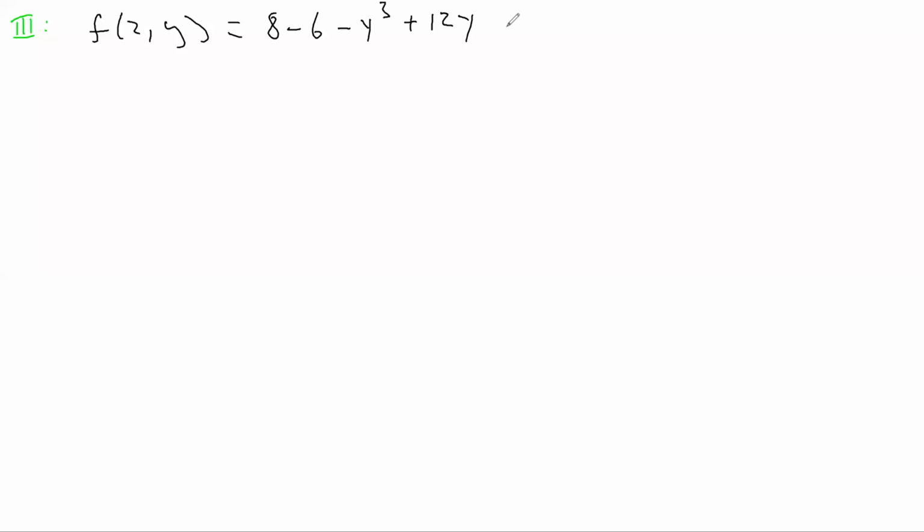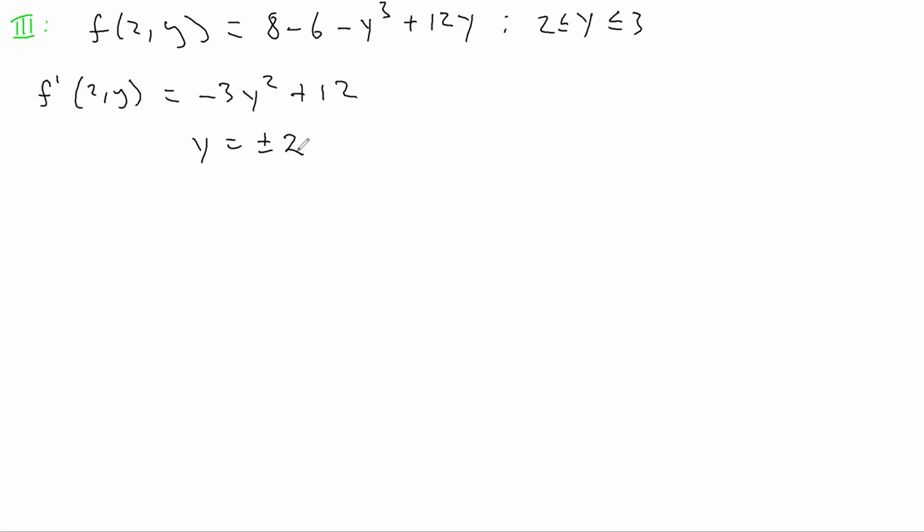And then we have the domain from 2 till 3. All right, so again, find the critical points for this equation right here. So we get negative 3y squared plus 12. And so again, y is going to be plus or minus 2. Right? So based off this, since you're looking at y between 2 and 3, y equals negative 2 isn't going to be part of this domain right here.